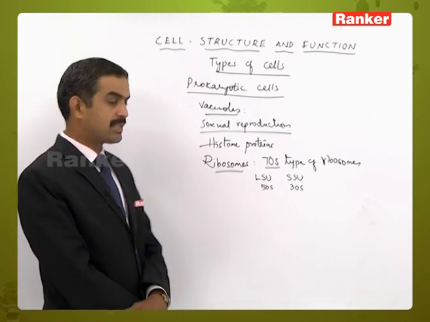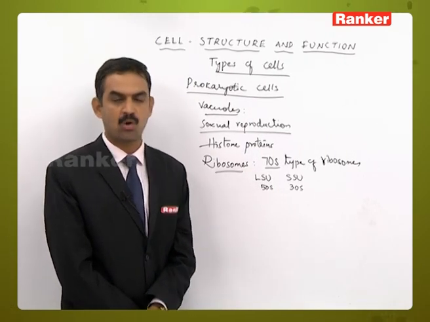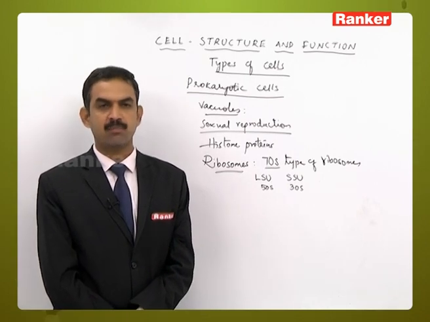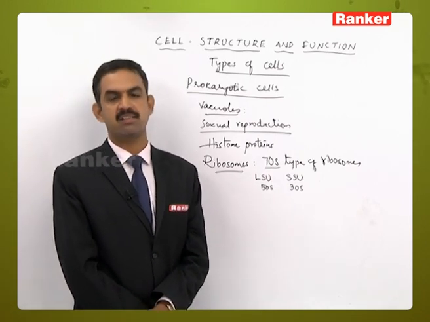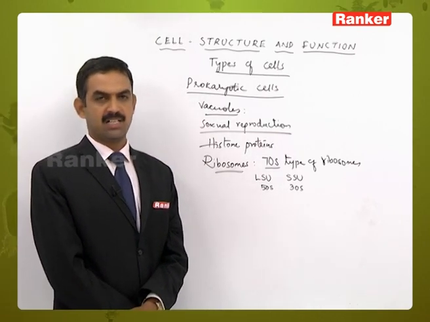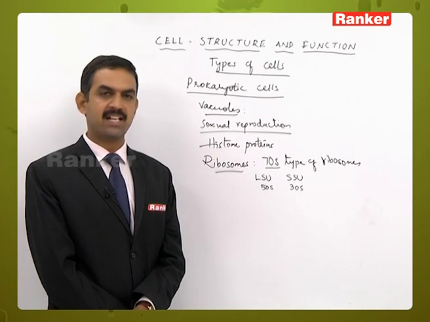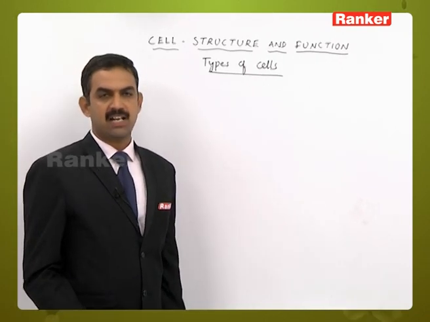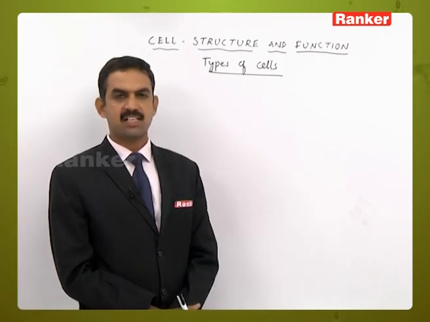These ribosomes are concerned with protein synthesis. So these are called the working benches of proteins, concerned with the synthesis of proteins in prokaryotic organisms. But in eukaryotes it is the 80S type that is concerned with protein synthesis. Let us take the typical example of prokaryotes, that is bacteria.